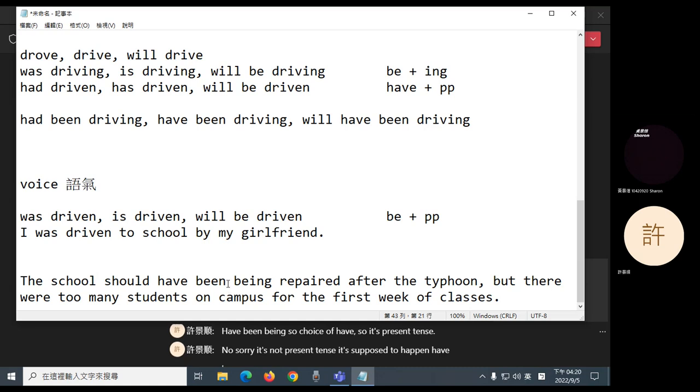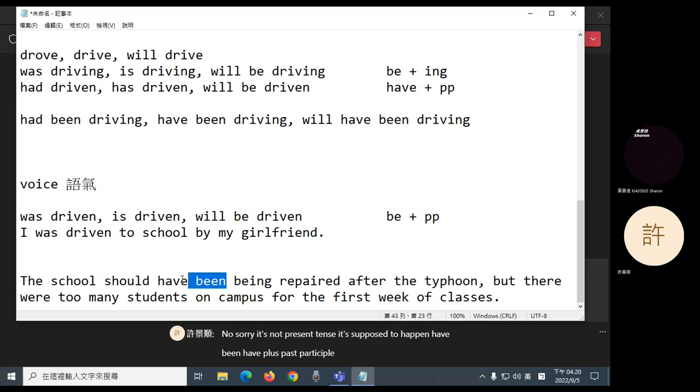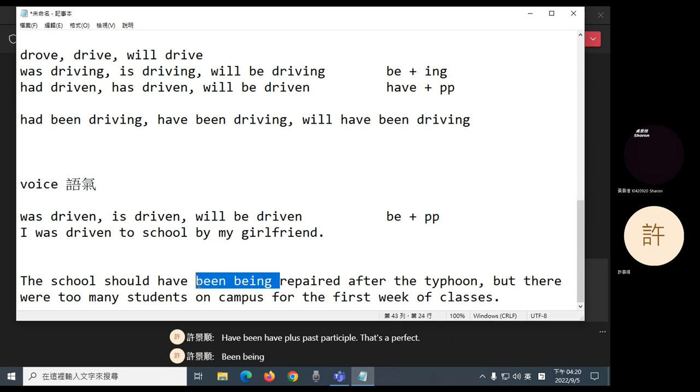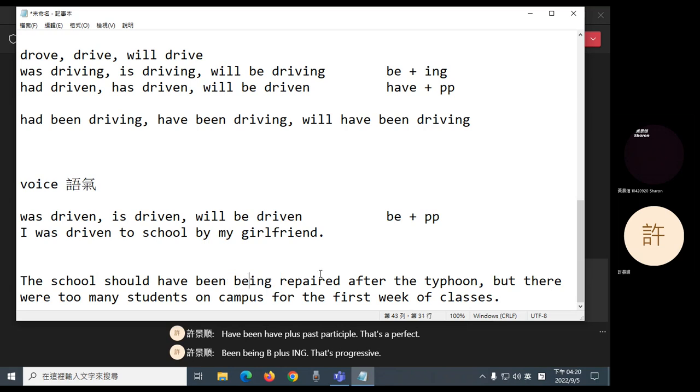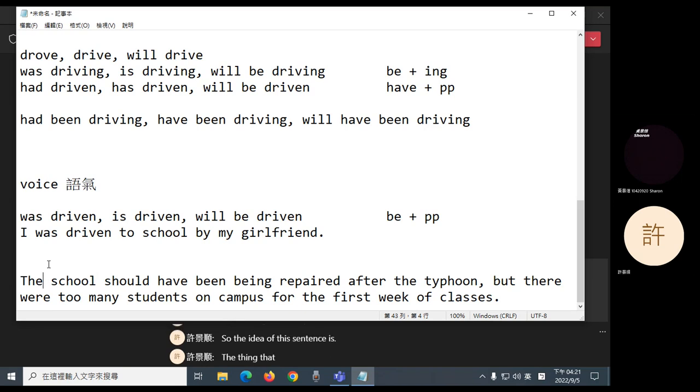Have been, have plus past participle. That's a perfect. Been being, be plus ing, that's progressive. And then being repaired, be plus past participle, that's passive. So the idea of this sentence is the thing that is repaired is the school. That comes first, so it's passive.